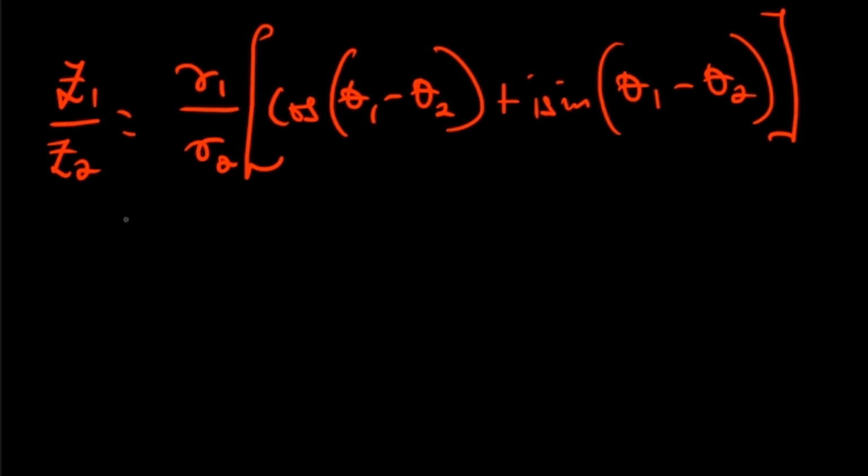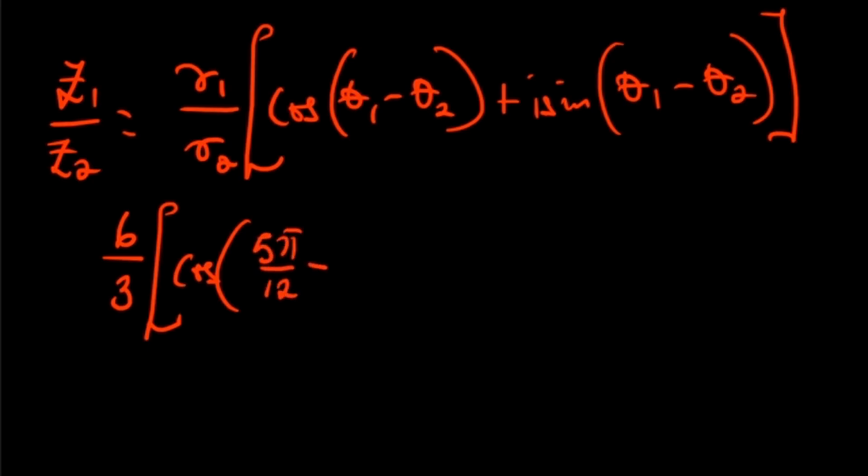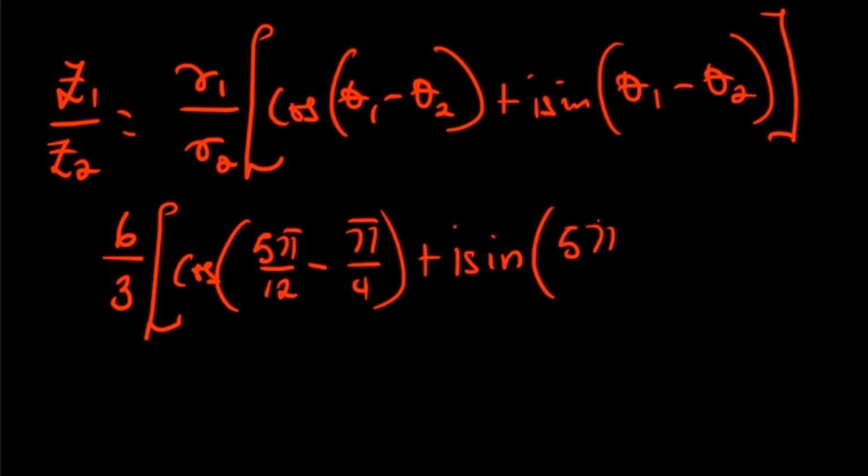So for our other one, we had a 6, which was the first modulus, and then the R2 was a 3. So we can open our brackets, and we have cos. Our theta 1 was said to be 5 pi over 12, and this is minus theta 2, which was pi over 4, and this was for the real part. For the imaginary part, we have I sine, open bracket, 5 pi over 12 minus pi over 4. Okay, so this is for the imaginary part.